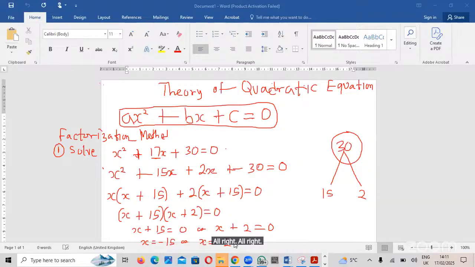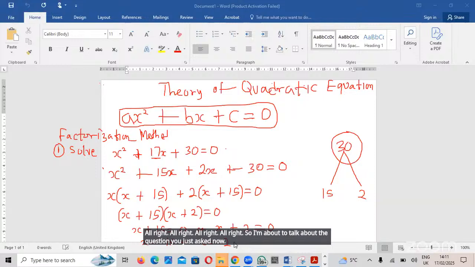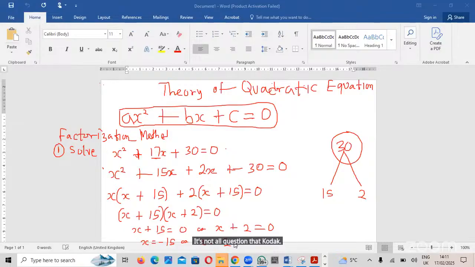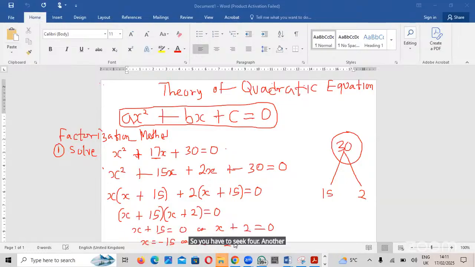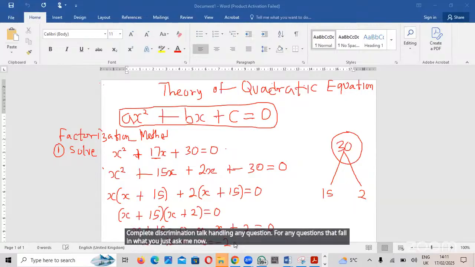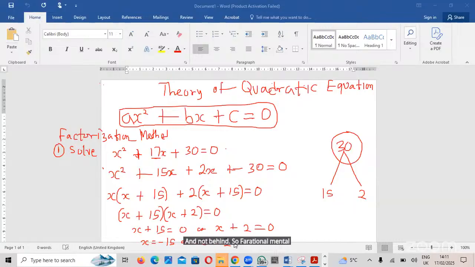All right. So I'm about to talk about the question you just asked. It's not all questions that the factorization method can handle. Such a number you just mentioned, the factorization method cannot handle. So you have to seek another method, which is the quadratic formula. Quadratic formula can handle any question. The complete square method can handle any question. So the factorization method has its own limitation, right? There is a limitation.